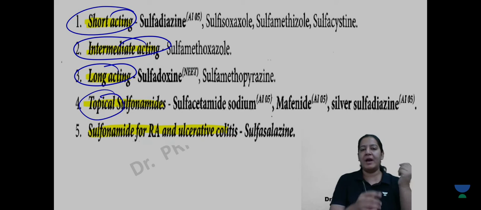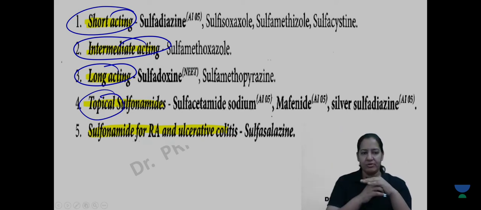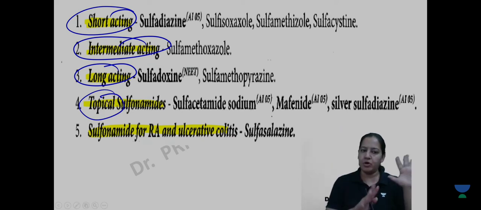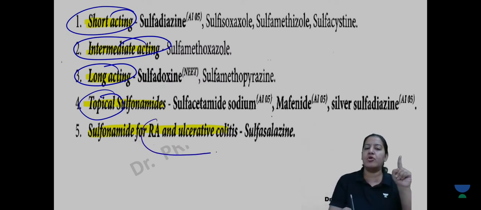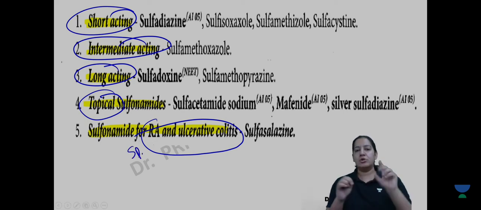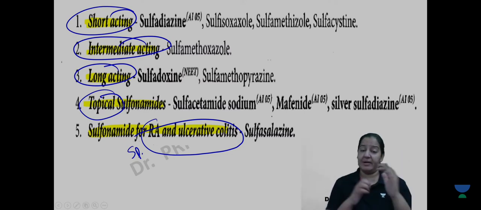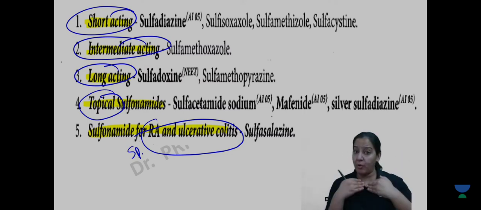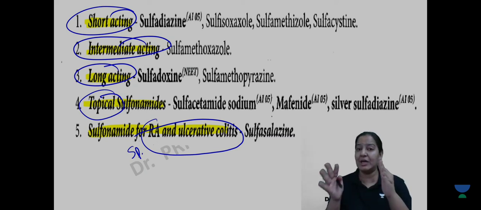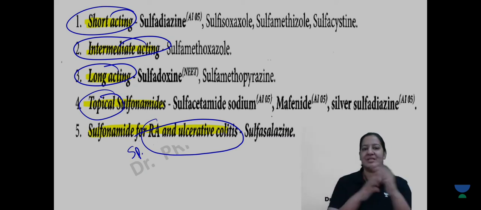After that, topical. Topical are in the form of the ointment and eye drops, right? Topical, not the systemic one, topical one. And last are special, the special one for rheumatoid arthritis and ulcerative colitis. This category is known as special category. So short, intermediate, long acting, after that topical one, and after that special. So it's very difficult classification, I'm warning you. But still, I will try to simplify and show you the MCQs which come in the PYQs from this classification.